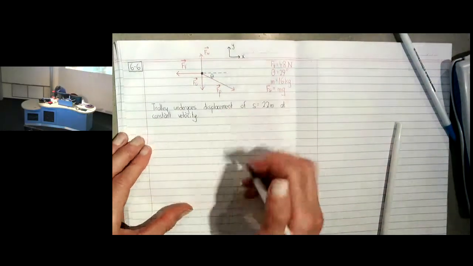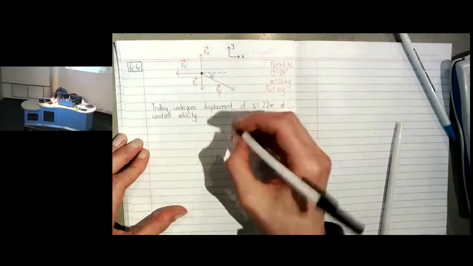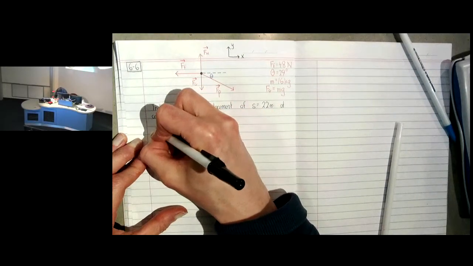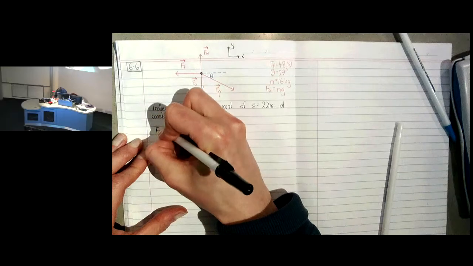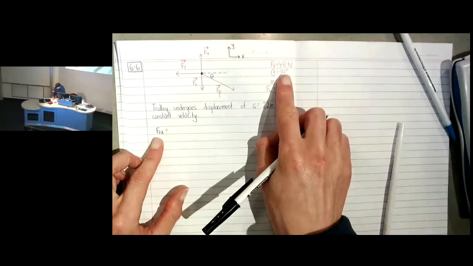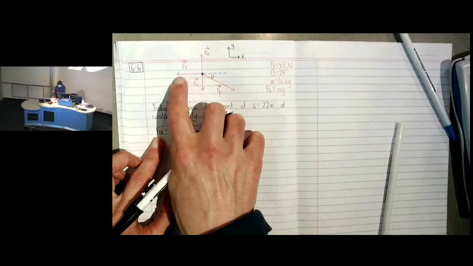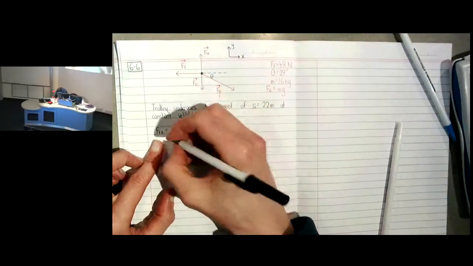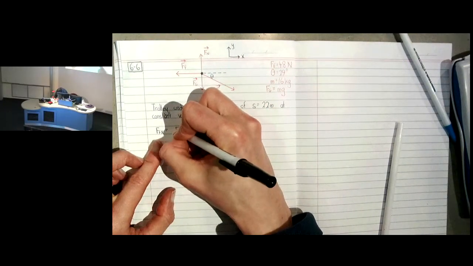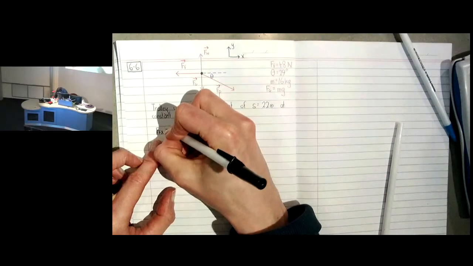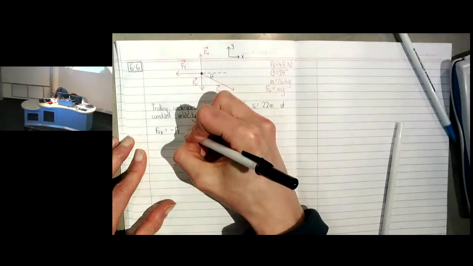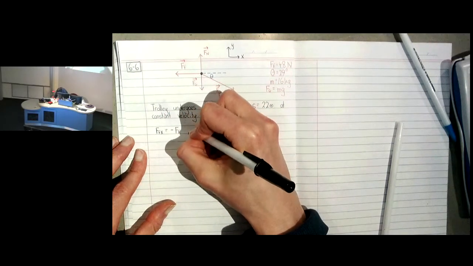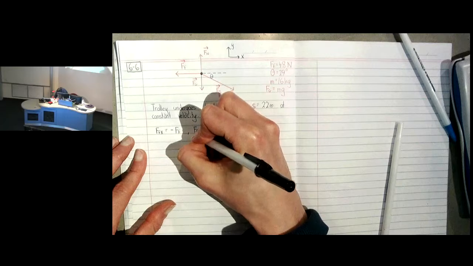So if we split these vectors up, let's have a look at the friction force first. The x component of this frictional force, because it's only pointing in the x direction, is just going to be equal to the magnitude of that vector. So that's going to be 48 newtons. But because it's pointing in the negative x direction, we need to give it a minus sign. And the y component of the frictional force is just 0.